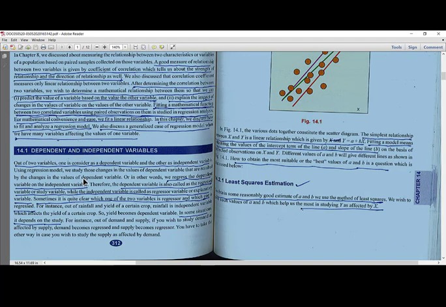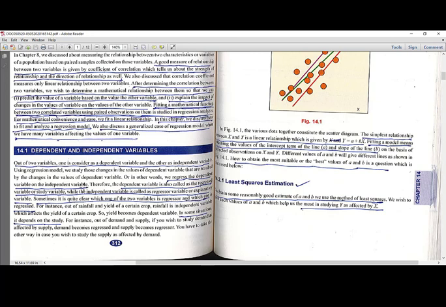Or in other words, we regress the dependent variable on the independent variable. So the dependent variable is also called the regressed variable or study variable, while the independent variable is called the regressor variable or explanatory variable. Suppose we have two variables, x and y. If x is the independent variable and y is the dependent variable, then y is a function of x.